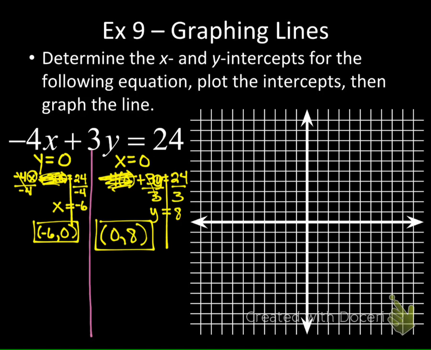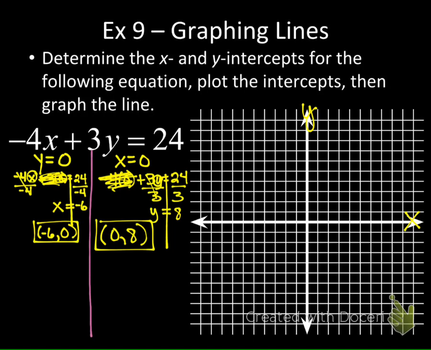The last thing I'm going to do is plot and graph the line, and then I'm finished. So, we know that this is the x-axis. We know this is the y-axis. So I'm going to graph my first ordered pair here. When I'm looking at this, -6, 0, that's going to be on the x-axis. That's going to be the x-intercept. So I'm going to start at the origin. My x value is -6.